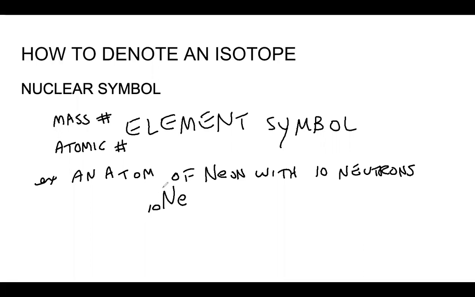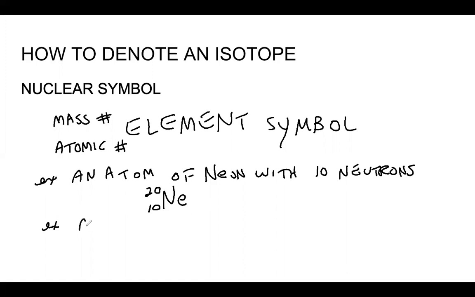Now, we need the mass number. The mass number is the protons plus the neutrons. So we have 10 protons, 10 neutrons. Our mass number is 20. And there is our nuclear symbol. It's as easy as that.